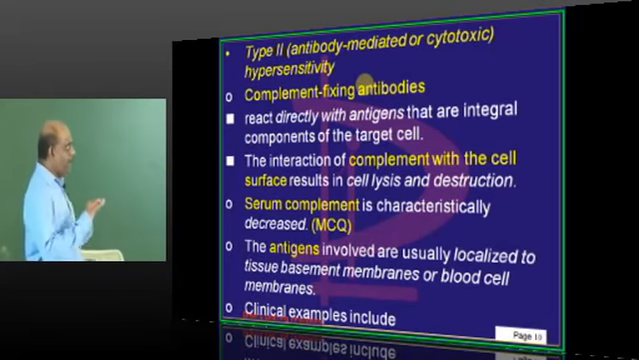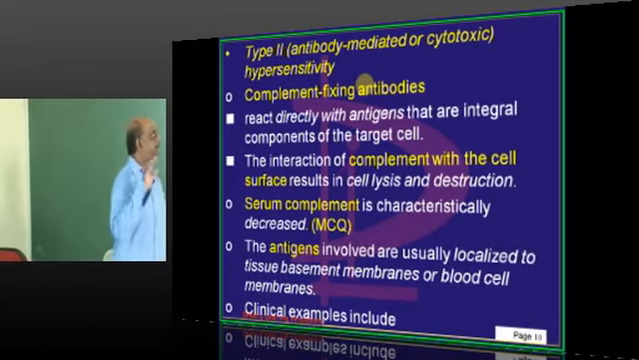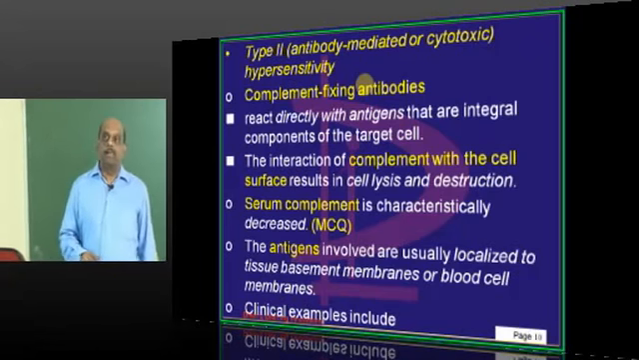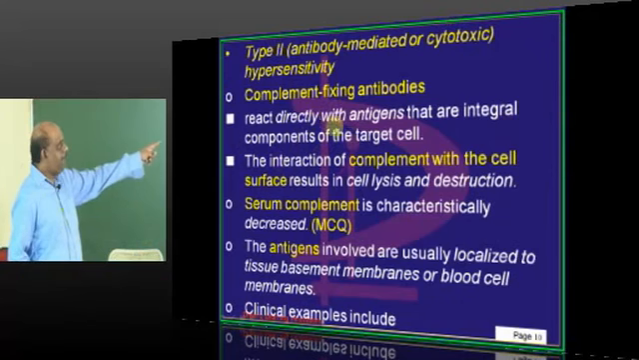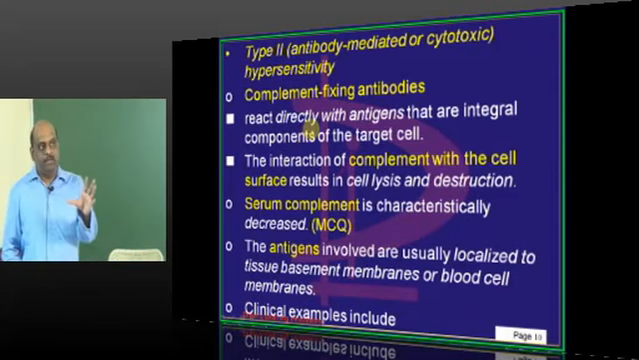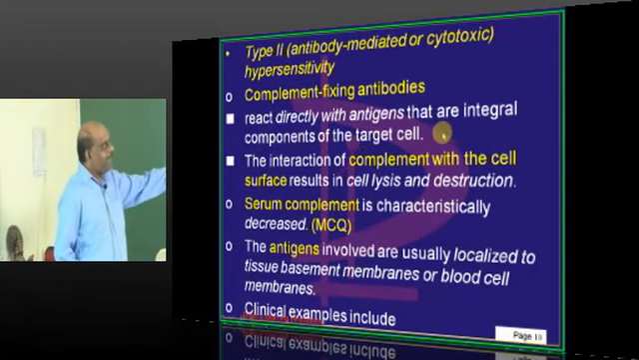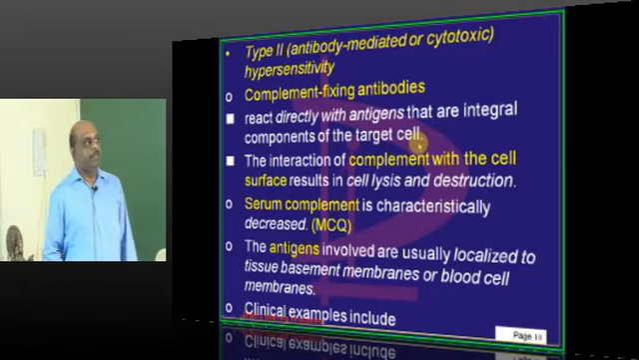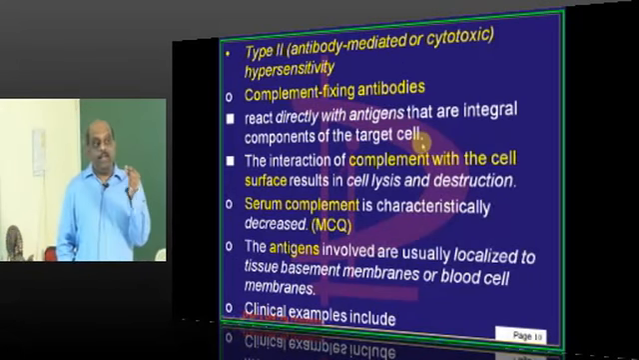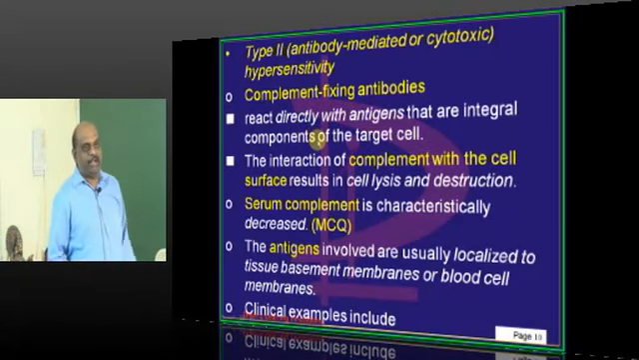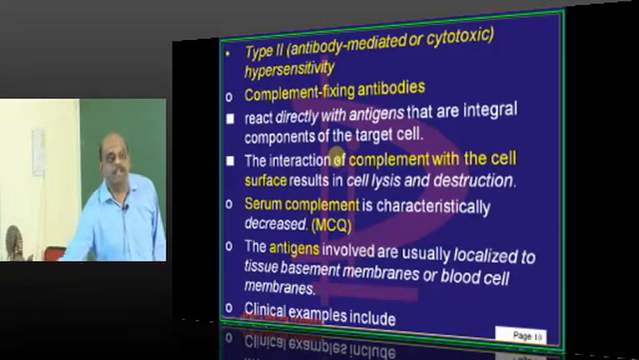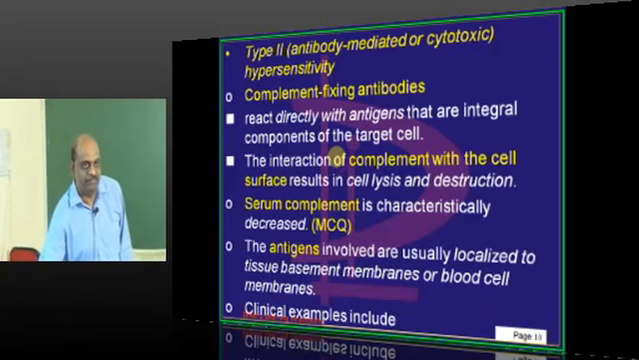Type 2 is called antibody mediated or cytotoxic hypersensitivity. In this, there will be complement fixing antibodies reacting directly with the antigen. Where is that antigen located, to which these complement fixing antibodies go and fix? It is in a fixed tissue.